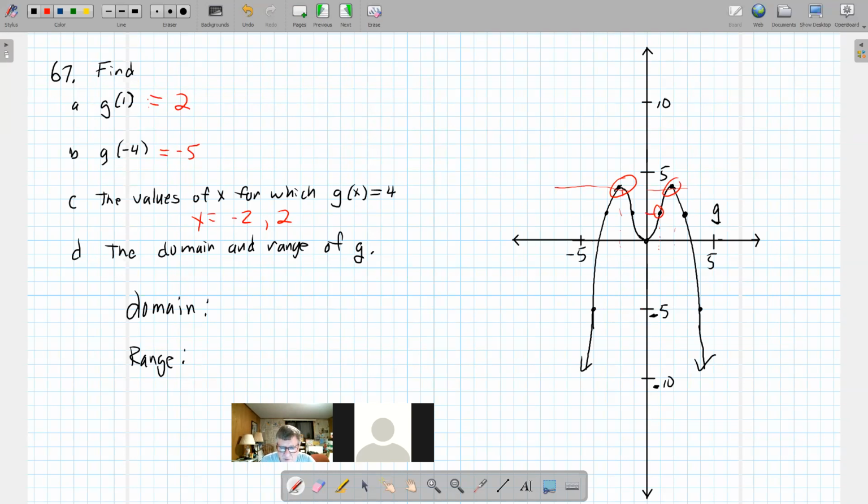The domain and range of G. Okay, as this is going down, it's also going over. As this is going down, it's also going over. So the domain is all real numbers. The range, however, goes all the way down to negative infinity, but the highest value of the range is 4, corresponding to these points there.